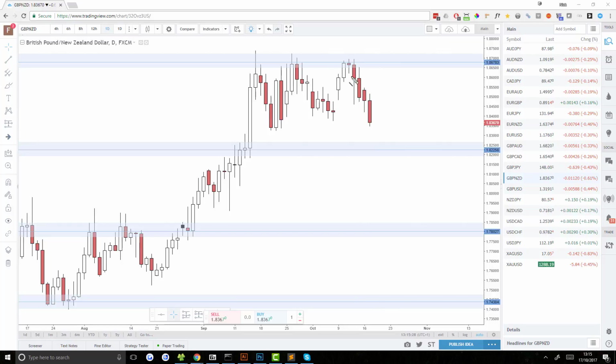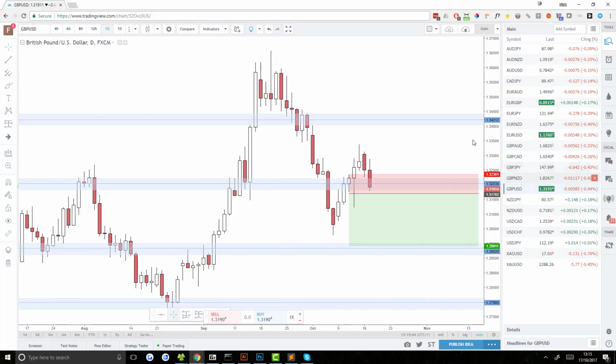GBP was just all over the place on Friday and on Thursday. Just up, down, up, down. It was surprising everyone, so yeah, I could totally see why you got out. It makes sense. All right, GBPUSD.